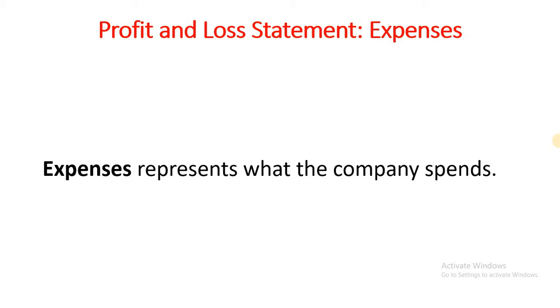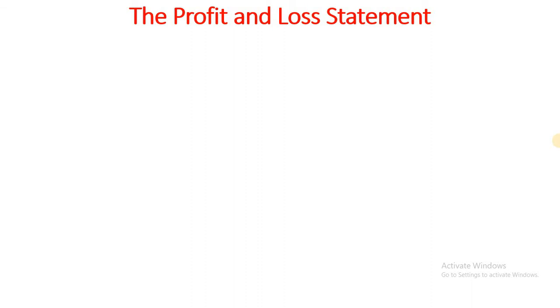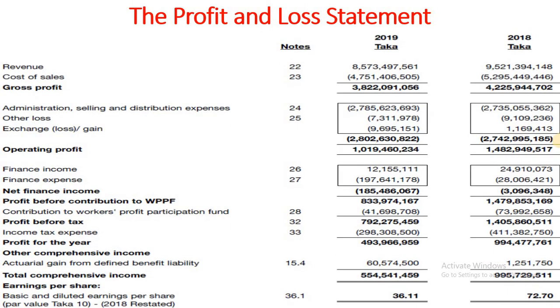Expenses of the business represent what the company spends. Let's look at the profit and loss statement of Bata Shoe Company Limited. The top line starts with the revenue, then cost of sales, or cost of goods sold, is deducted from the revenue. Then we receive the gross profit of Bata Shoe Company Limited. Then administrative and other expenses are deducted from gross profit.